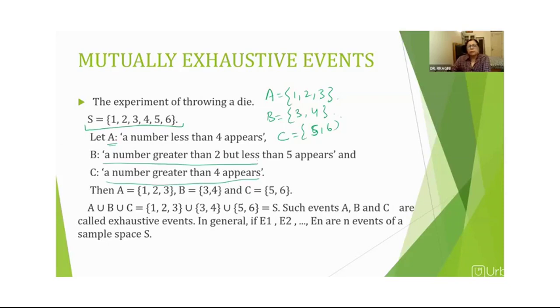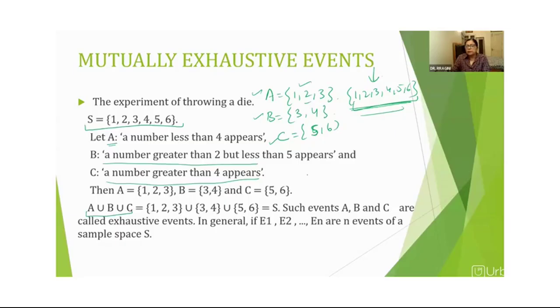Right. Now, if you take an event like A union B union C, what is this? If we take A union B union C, it will be 1, 2, 3, 4, 5, 6. Here we had three events. The sum of those possible outcomes, the event space, is the whole sample space itself, right? The union of all the possible events in this case gives us the whole sample space. Then they are called mutually exhaustive.